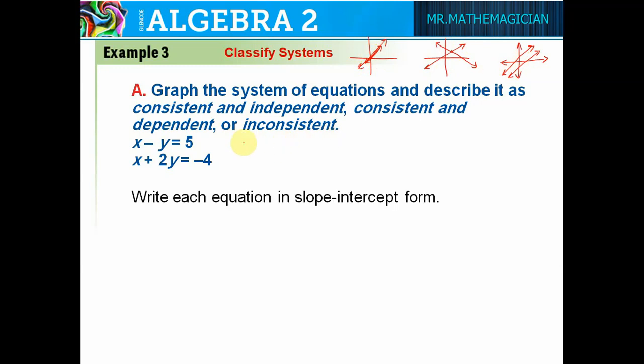So let's write equations in slope-intercept form. x minus y equals 5 will be y equals x minus 5. Of course, I moved y to this side and 5 to this side, and I wrote y first. Now x plus 2y equals negative 4 will be y equals negative half x minus 2. We move the x, then we divide by 2.